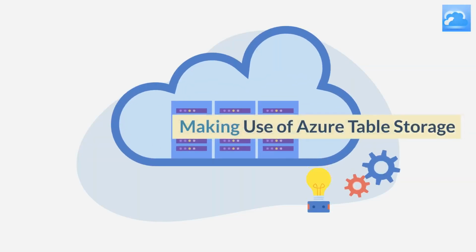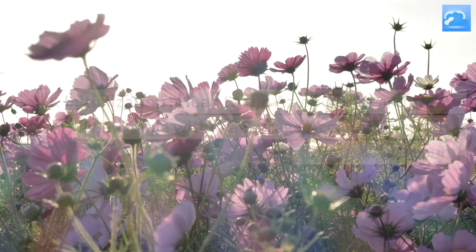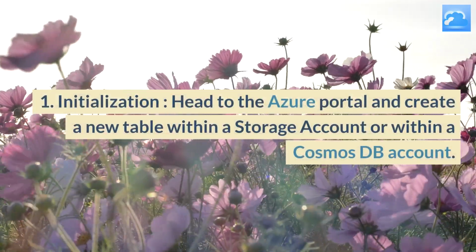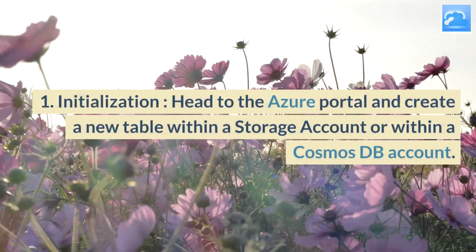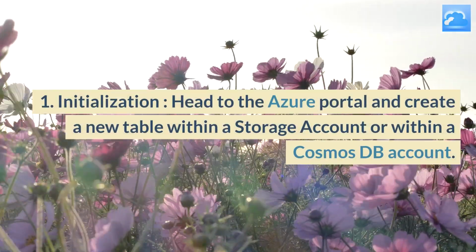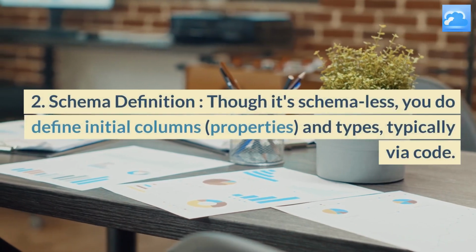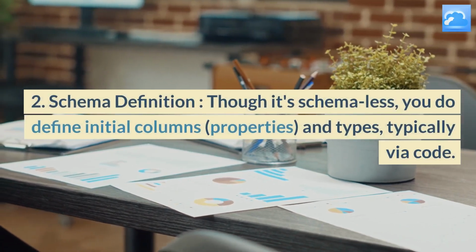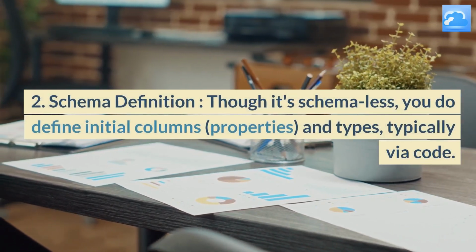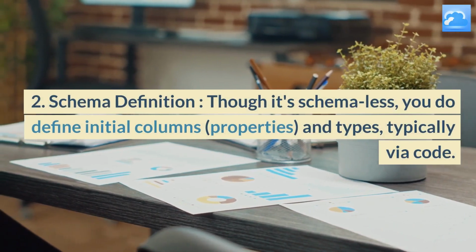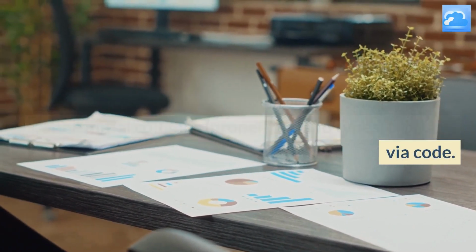Making use of Azure Table Storage. 1. Initialization. Head to the Azure portal and create a new table within a storage account or within a Cosmos DB account. 2. Schema definition. Though it's schemaless, you do define initial columns, properties, and types, typically via code.